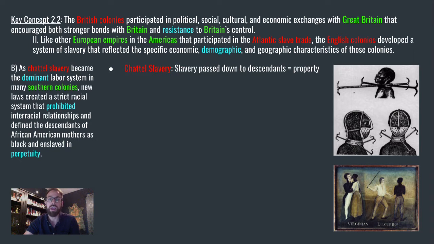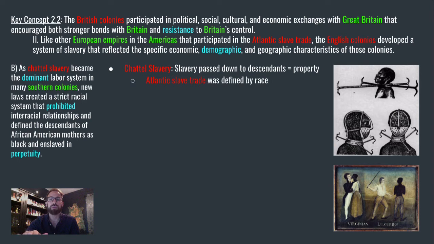I said before how this is different from forms of slavery that happened in ancient Greece and ancient Rome, where you could sort of buy your freedom. That was not possible with chattel slavery.